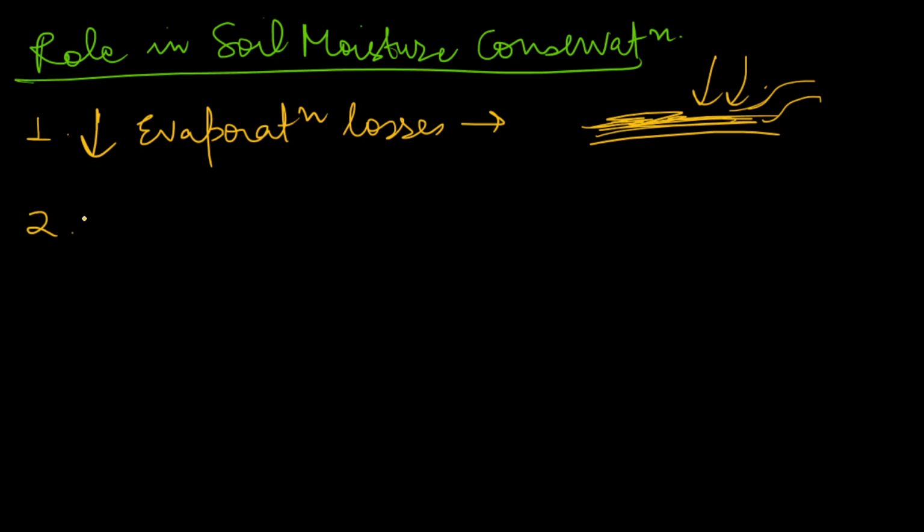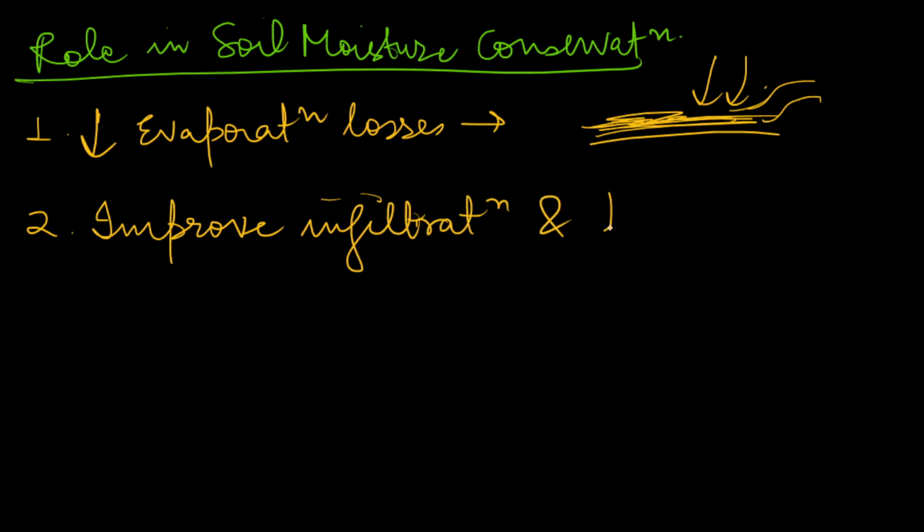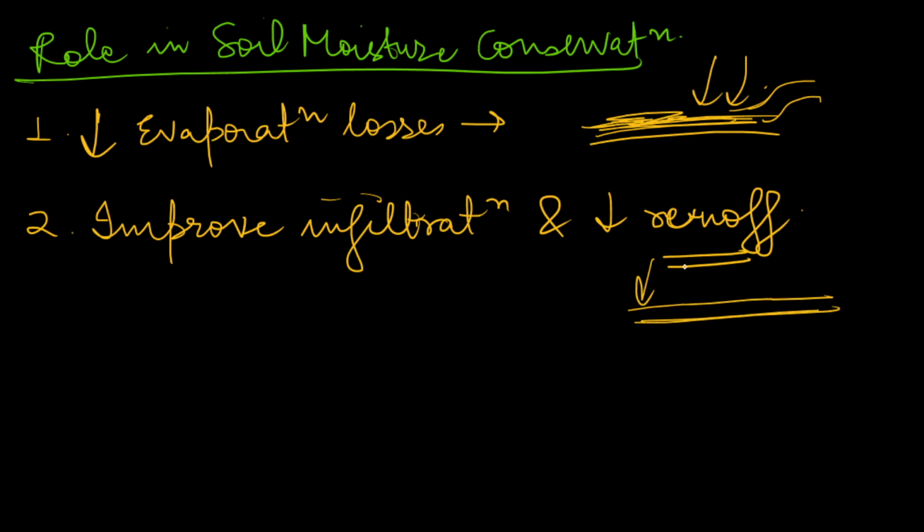Secondly, it will improve infiltration and reduce runoff. What happens? Mulches slow down the velocity of rainwater. Suppose this is our soil and it has mulching on it. If rainwater is falling, the velocity of water is reduced, so slowly the soil is able to absorb. But when the velocity of water is more than the absorption rate of the soil, it will start to run off. So this is how mulching helps.